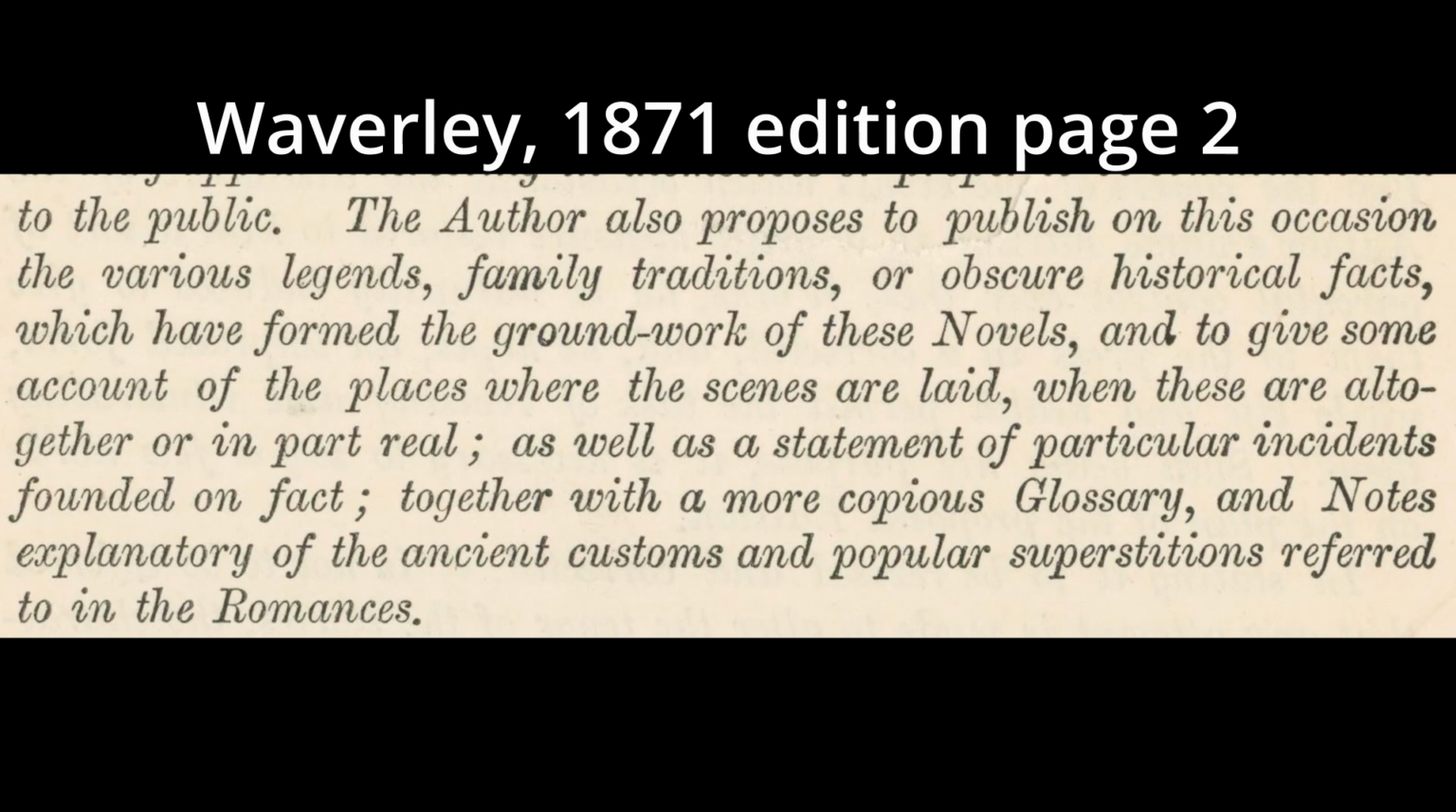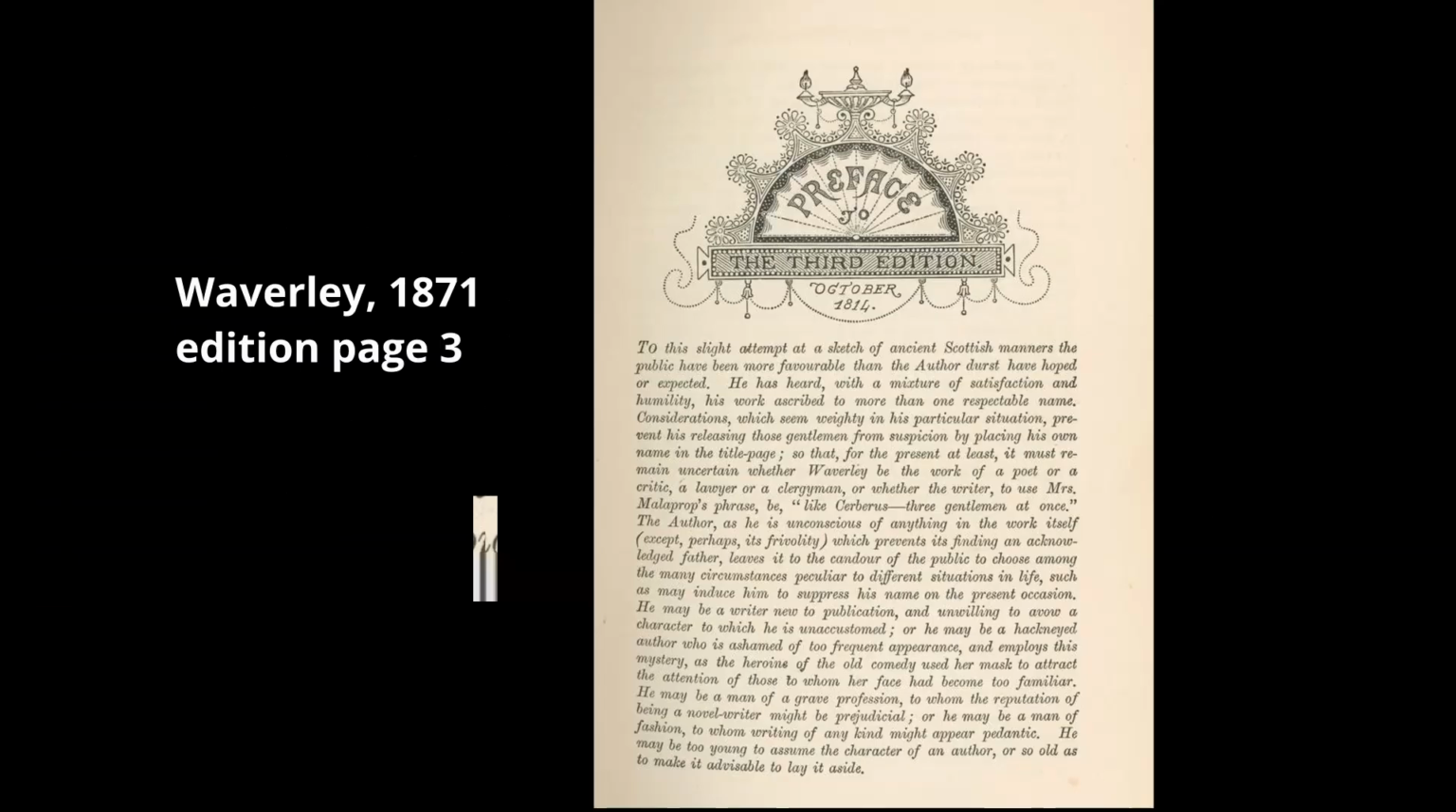The author also proposes to publish on this occasion the various legends, family traditions, or obscure historical facts which have formed the groundwork of these novels. So then we get on to the Preface to the Third Edition, October 1814. So we've gone back in time to when it's the third edition, but I think they did an edition every 6 months or something like that. It was a runaway success, this book. In this, people still don't know who it is. He's talking about how there's a lot of speculation, and he's going to let that speculation stay.